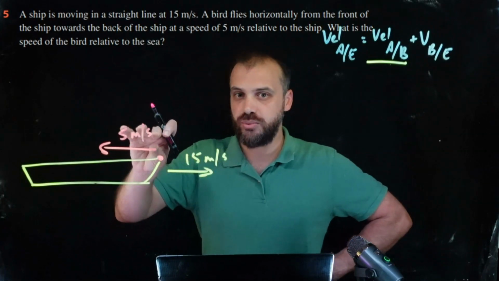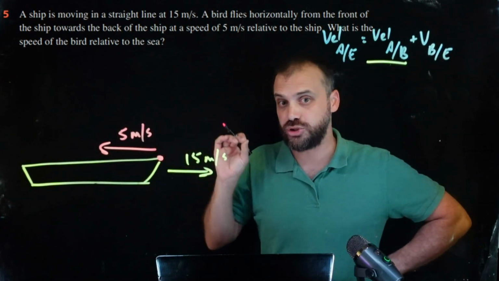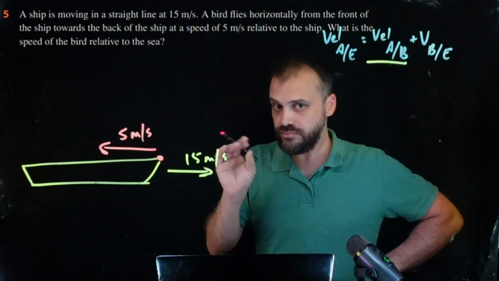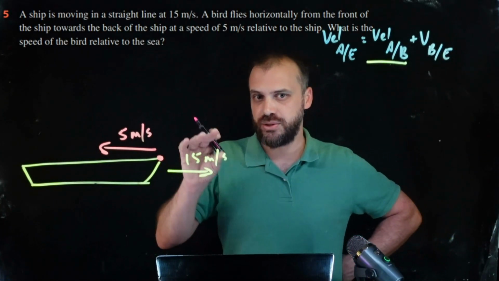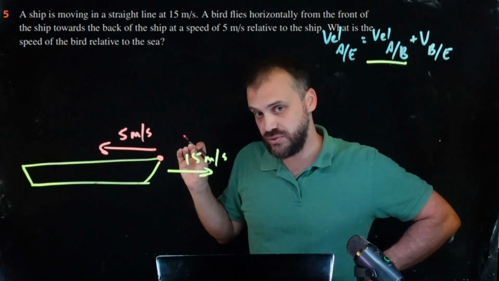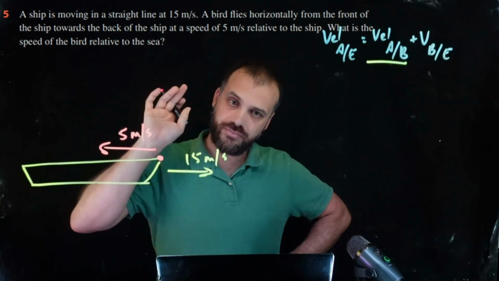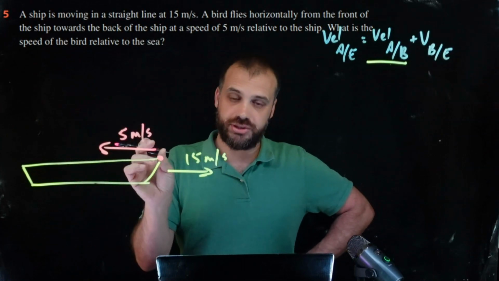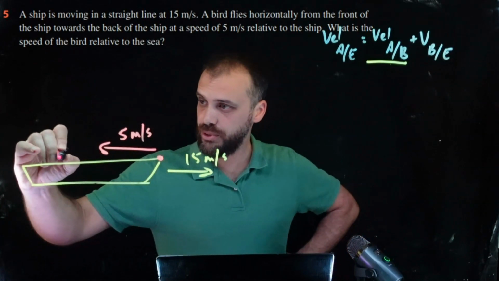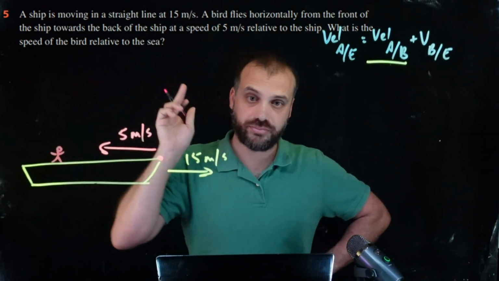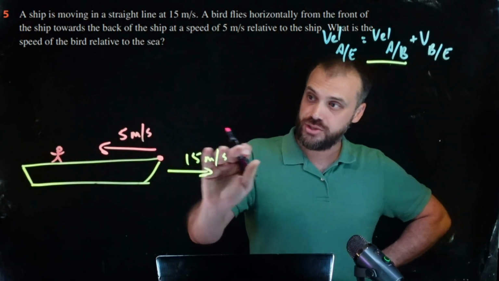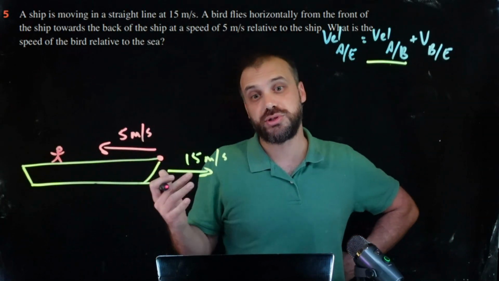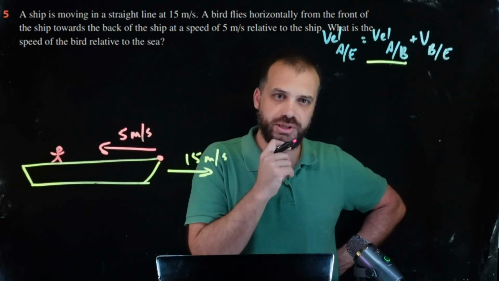If someone was not on the ship and watching this bird fly, the speed that they'd be thinking in their head would not be 5 meters per second. Because they're not relative to the ship, they're relative to the Earth. This speed here is the bird relative to the ship. There's a person on the ship watching the bird. The person on the ship is moving with this arrow. So when they watch, the bird looks like it's moving at 5 meters per second.